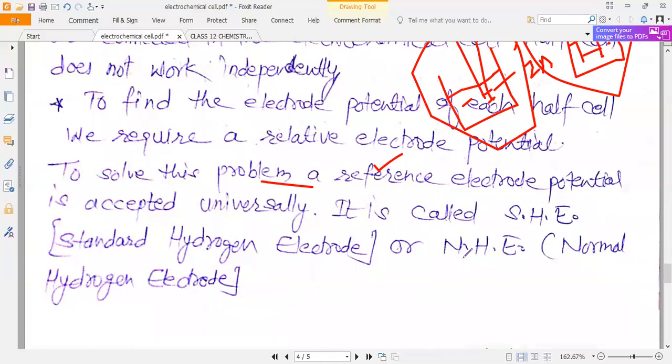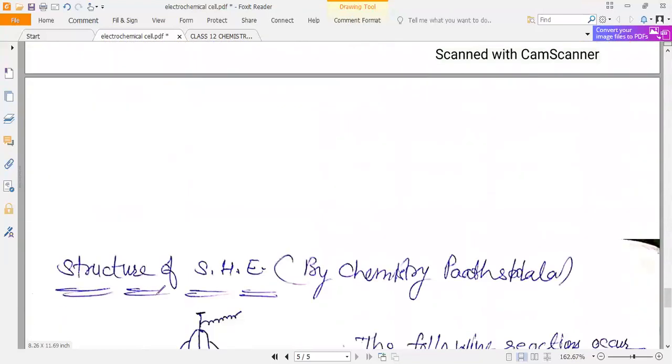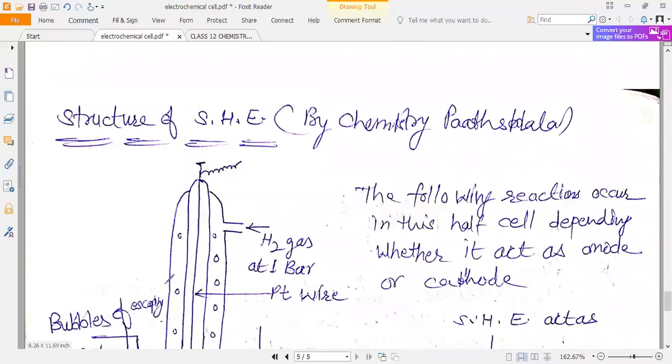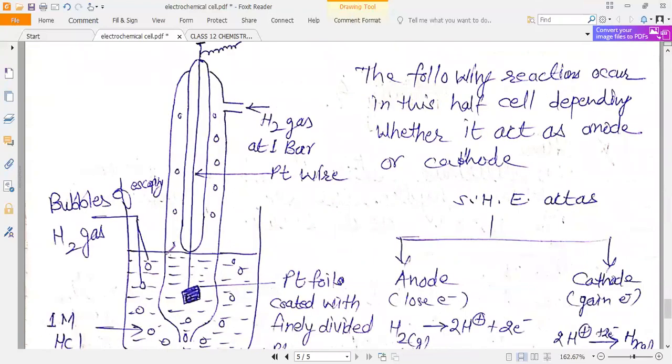NHE means normal hydrogen electrode. Both are the same instrument, NHE or SHE. SHE means standard hydrogen electrode, and NHE means normal hydrogen electrode. And now we are going to discuss the structure of SHE.